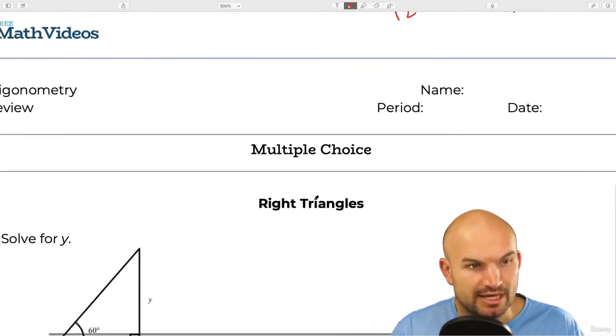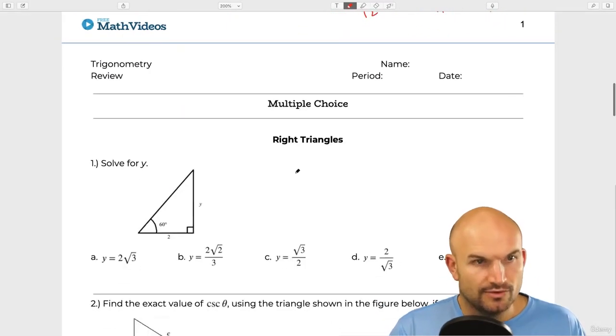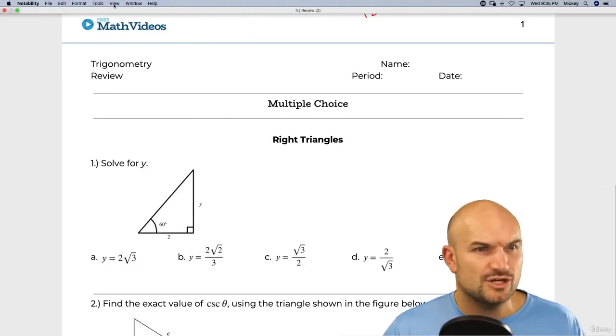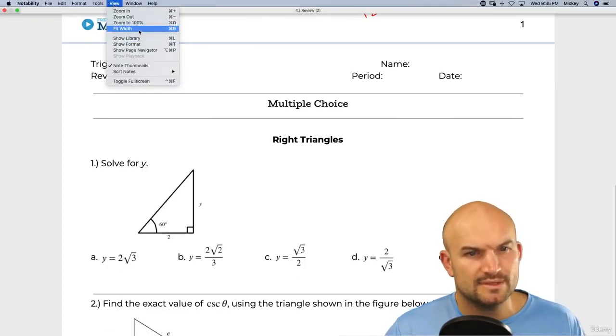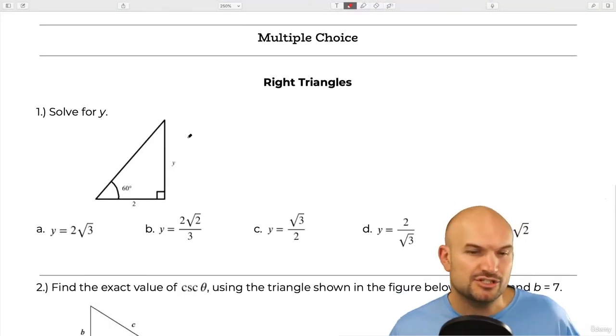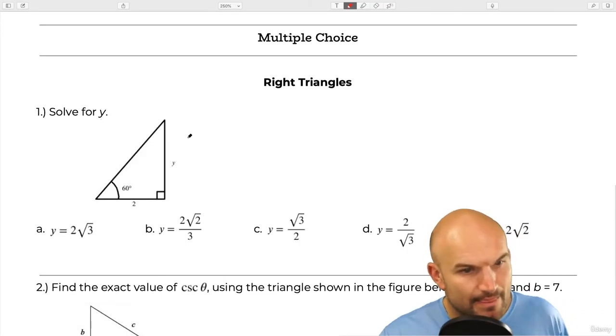Now what I'm going to do is go through the multiple choice. And I'll do these a little bit quicker, or at least as quick as I can. I'll show a little bit of work, but not go through as much explanation. I'll just try to find the answers as quickly as I can.